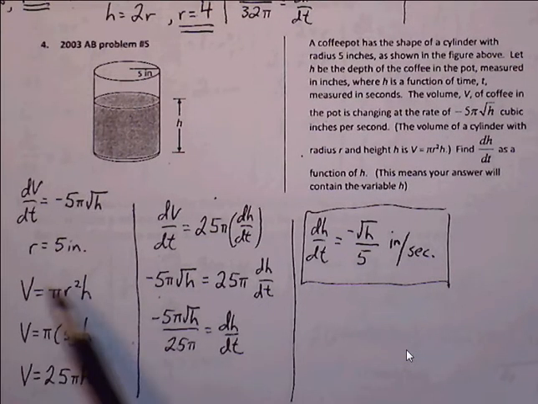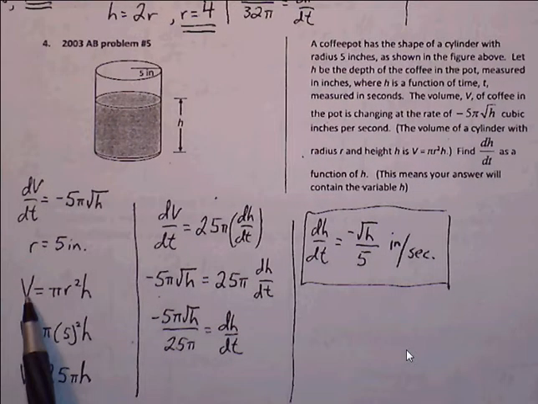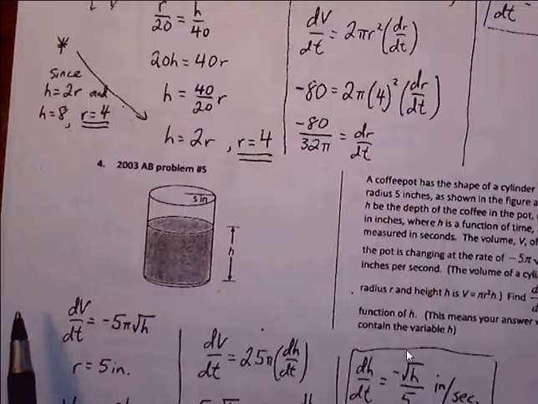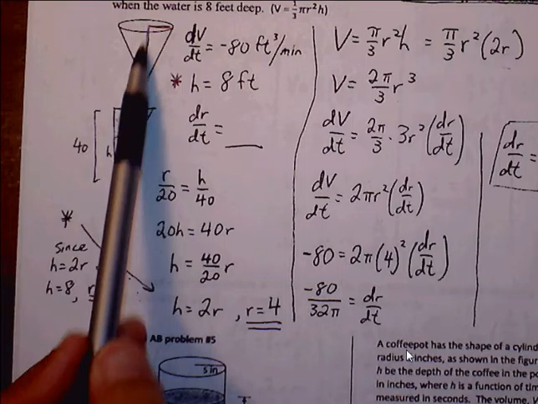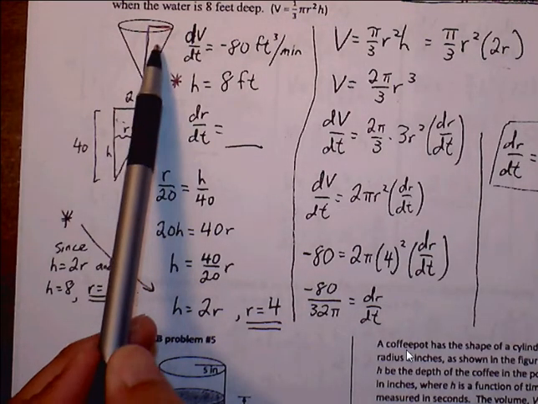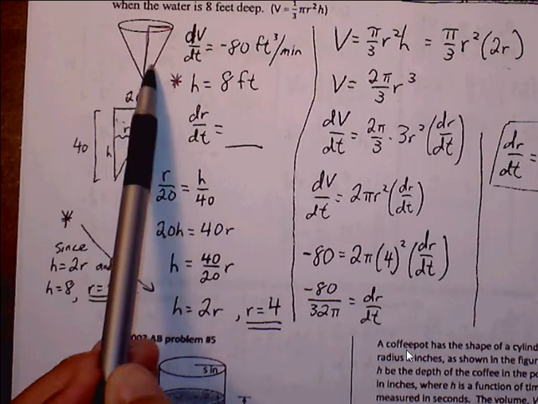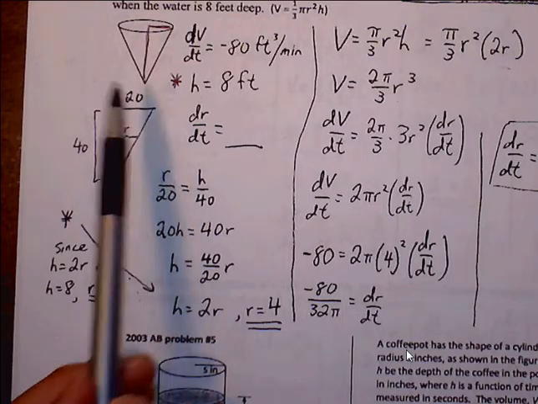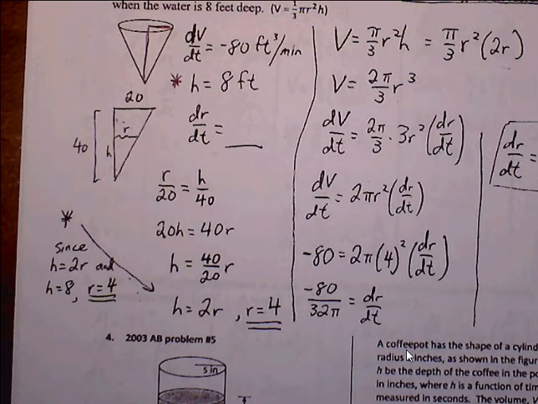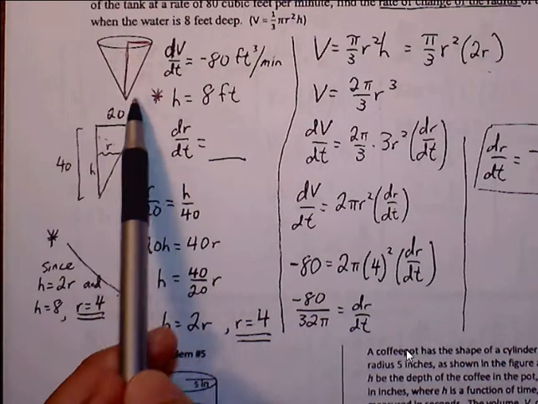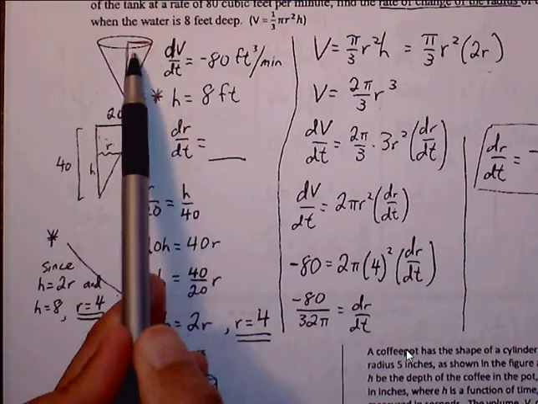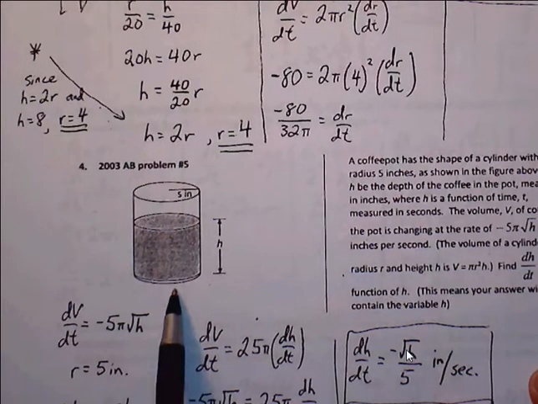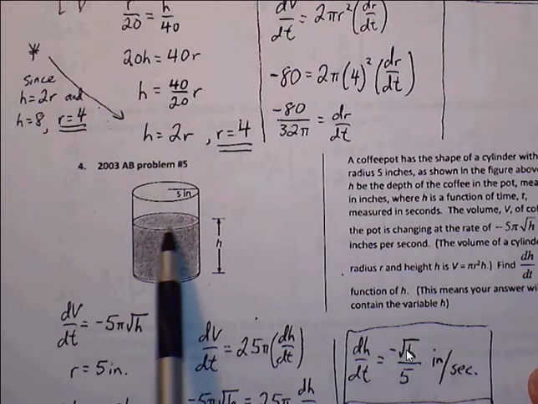Now this looks like the cone formula in the sense that there's a volume, there's radius, and there's height. But the difference is that if we think about the water level changing inside a cone, the radius is always changing depending on where the water level is in that cone. If it's down here, the radius will be really small, but if it's up here, the radius will be a lot larger. But with a cylinder, it doesn't matter where the water level is. The radius is going to hold at a constant 5 inches.